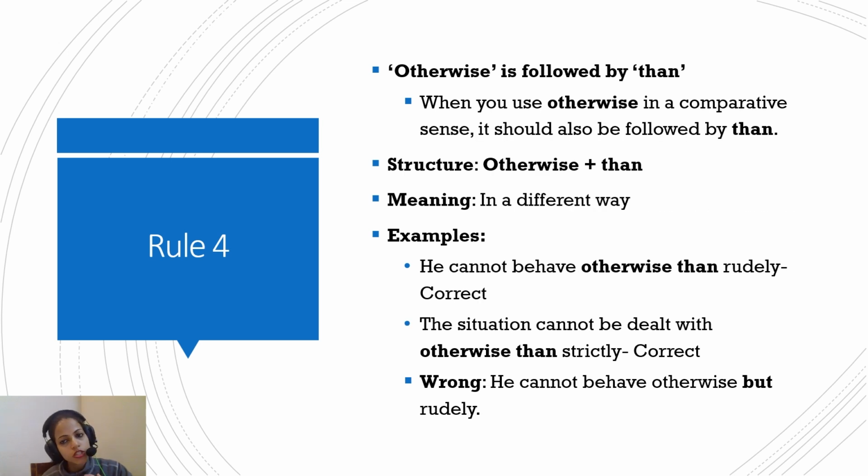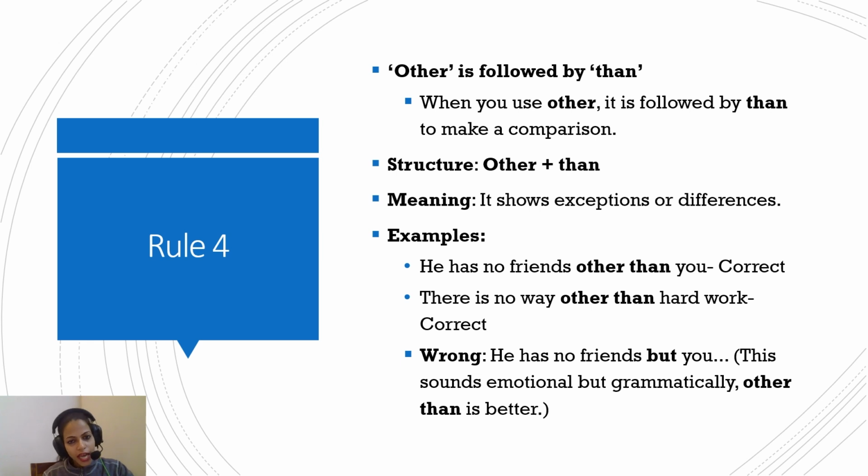Similarly, otherwise is also followed by than. So in he cannot behave otherwise than rudely, that means the only way he can behave is rudely. It is showing that there is no different way. There is no other way. The situation cannot be dealt with otherwise than strictly. So the only way to deal with the situation is strictly. So saying he cannot behave otherwise but rudely would be wrong. Otherwise than. Other than.